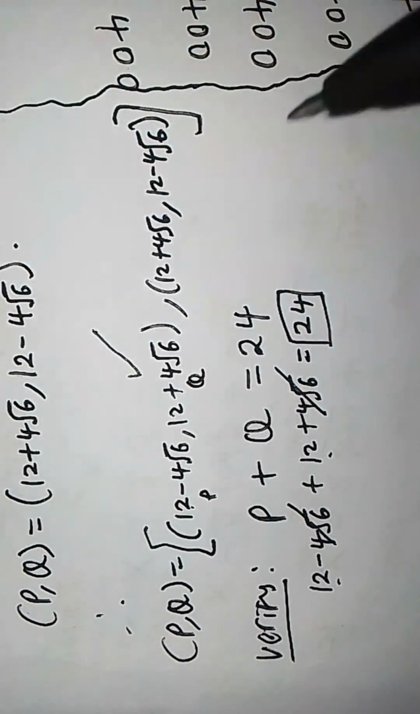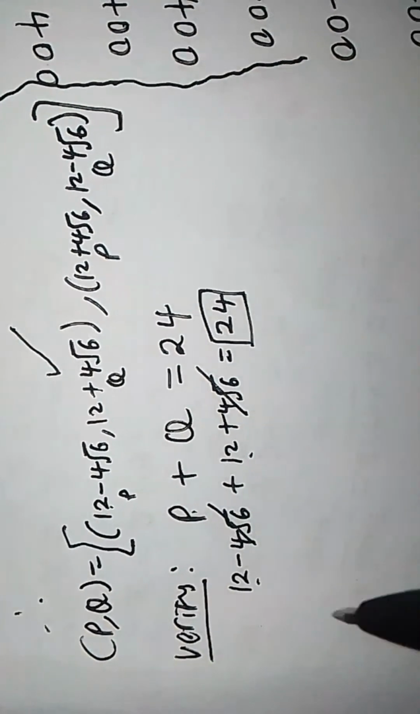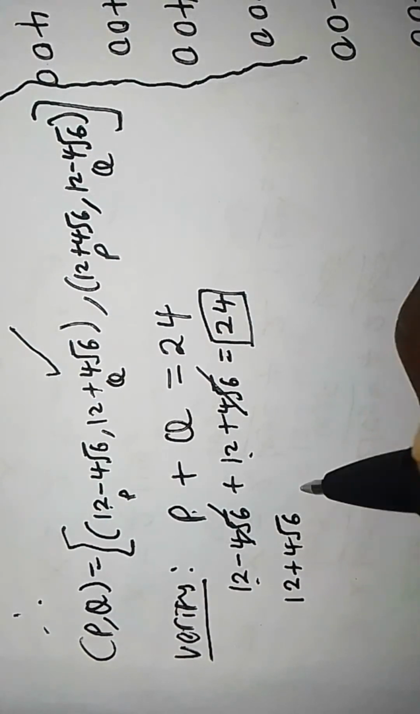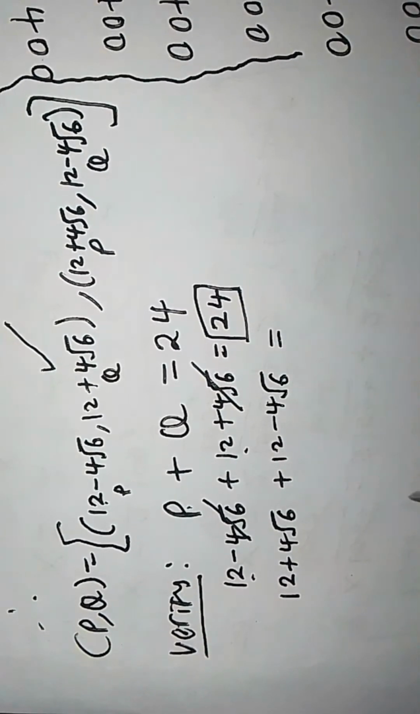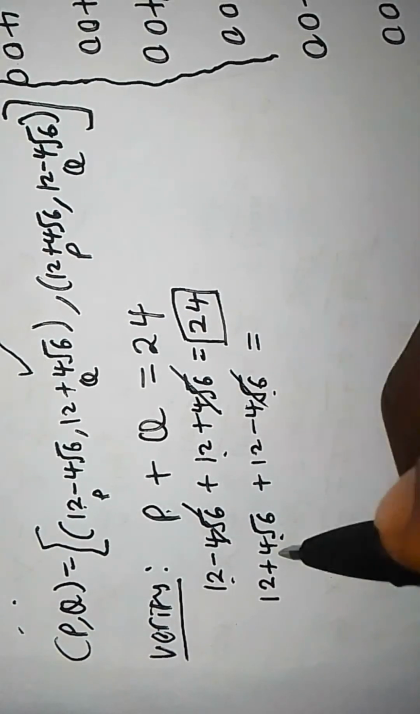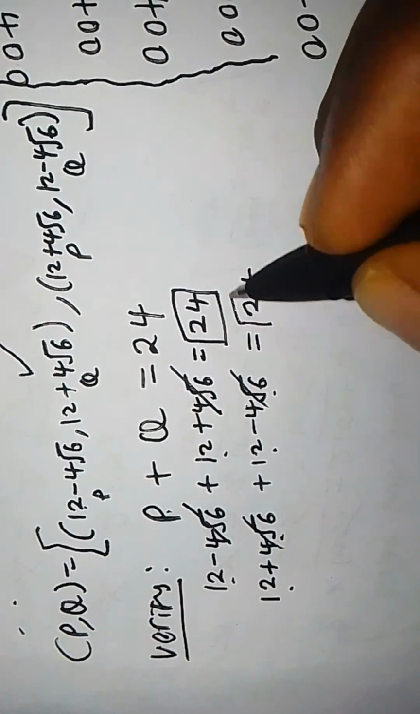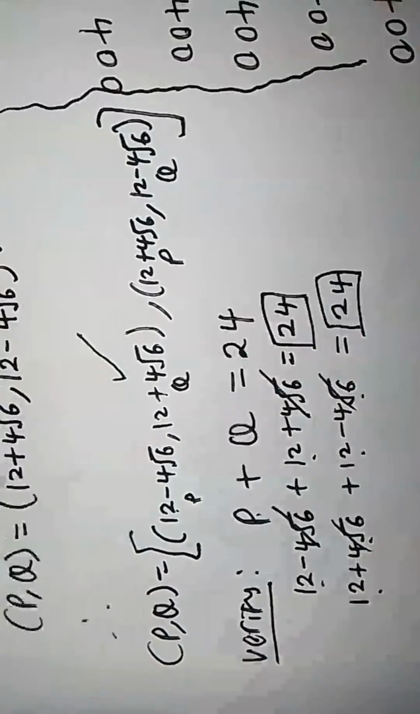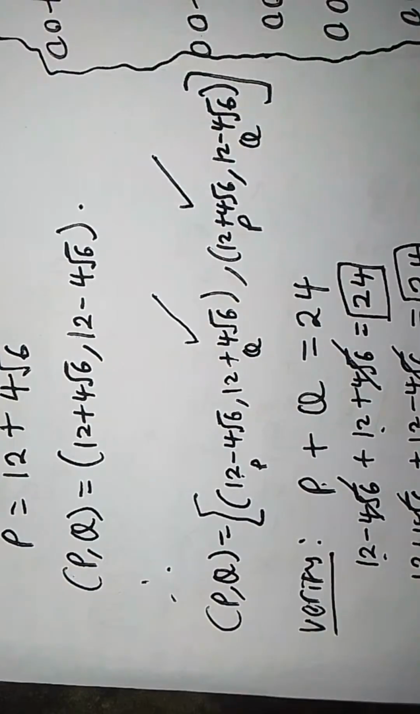Let's quickly verify the second one. This is p and this is q. Plugging it here, that becomes 12 plus 4 root 6 plus 12 minus 4 root 6 equal to, let us add them. 4 root 6 minus 4 root 6, that is 0. 12 plus 12, 24. The 24 that we have here is the same thing as what we have on the right hand side of this equation. That also indicates that the second solution is correct.